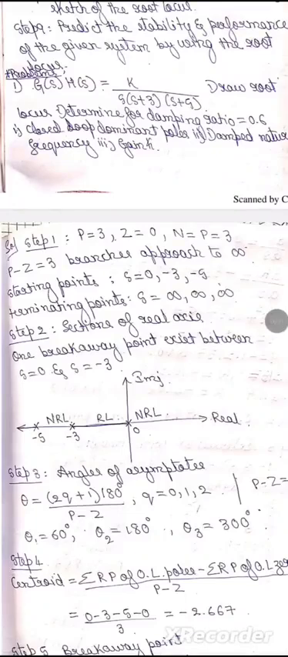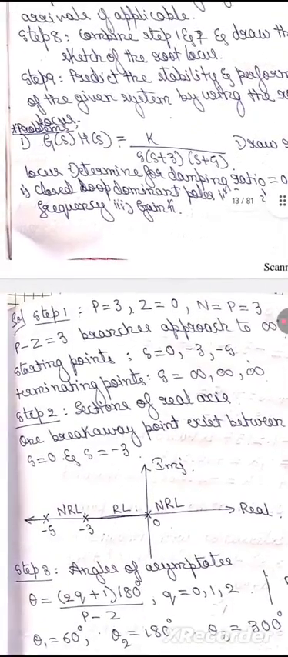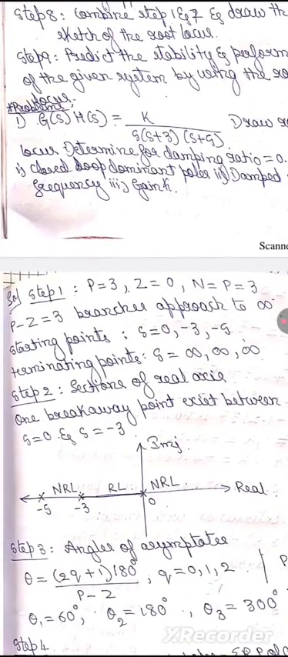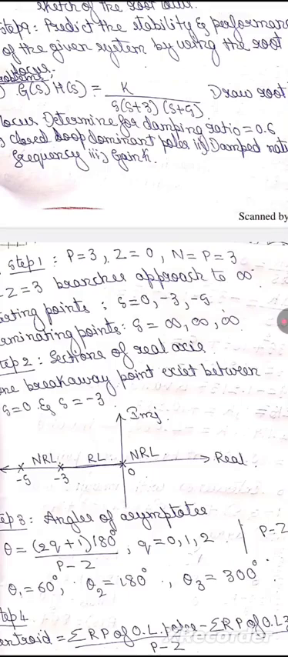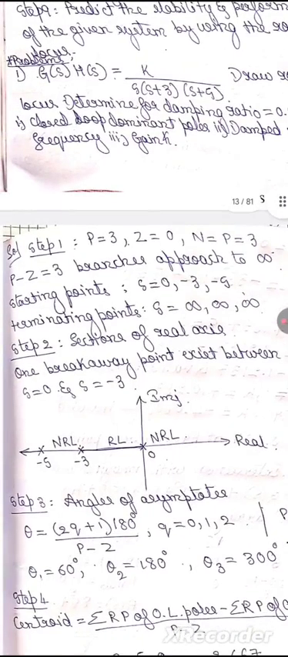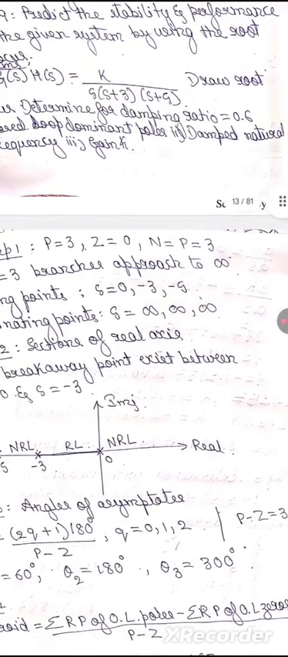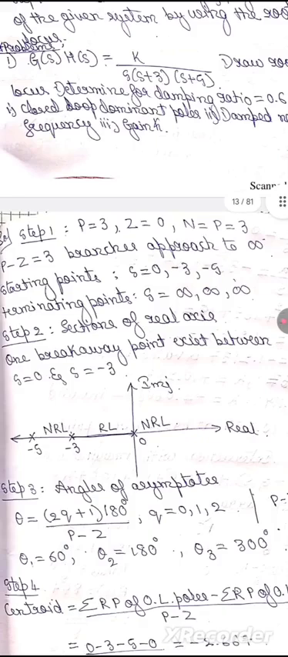Everyone, in the last video we discussed a root locus problem. It was normal; they did not ask to determine the damping ratio. Here the question is almost similar. G of s h of s is equal to k divided by s into s plus 3 into s plus 5. So we need to determine for damping ratio 0.6 the closed loop dominant poles, damped natural frequency and gain k.